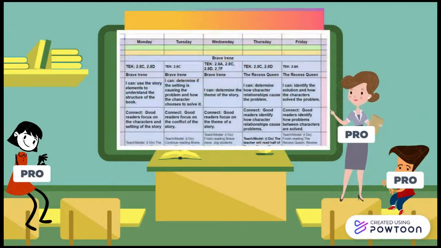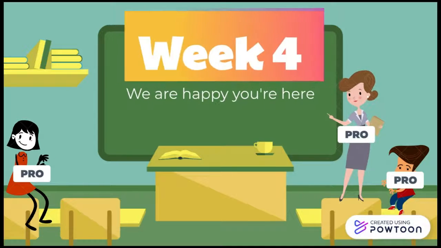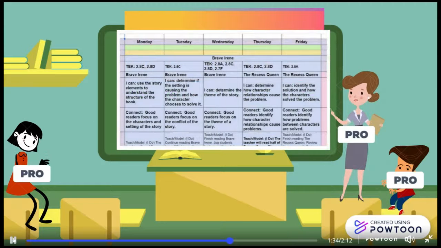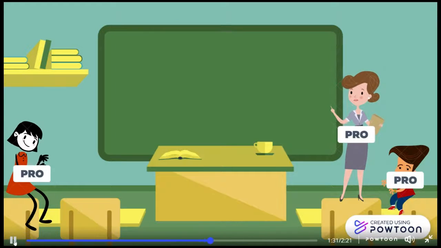Week 4. Read Brave Irene. Monday, use the story elements to understand the structure of the book. Tuesday, determine if the setting is causing the problem and how the character chooses to solve it. Read The Recess Queen. Wednesday, determine the theme of the story. Thursday, determine how character relationships cause the problem. Friday, identify the solution and how the characters solve the problem.